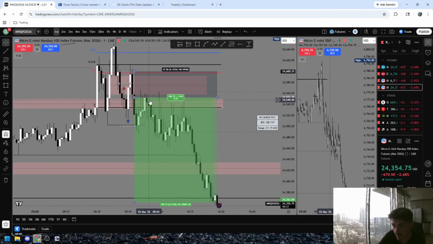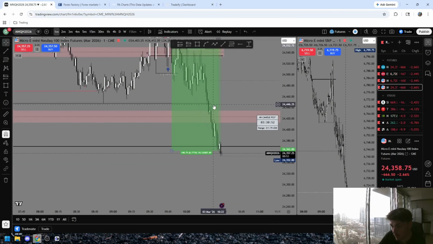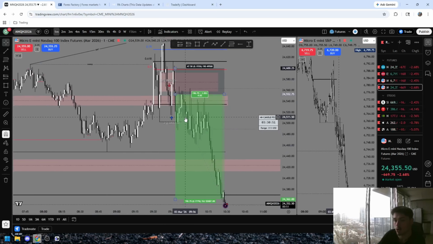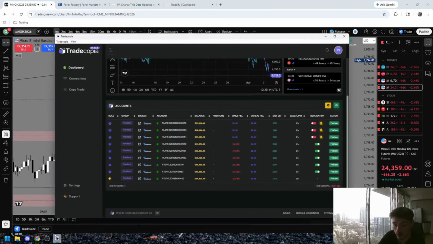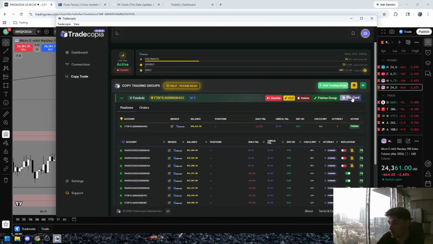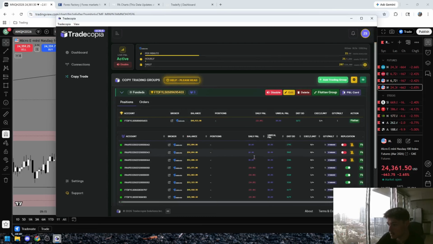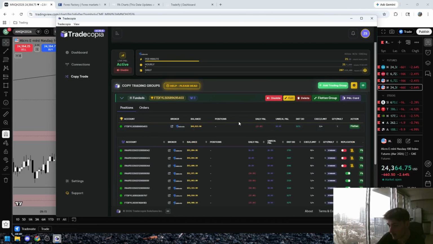And as you guys can see here, it would have been a break-even trade unless you went break-even at these equal lows. It would have played out fully. But it's just super unfortunate. Today was a very bad price action day, and on the Tradecopia, you guys can see break even, copy trader P&L card, $27 lost.